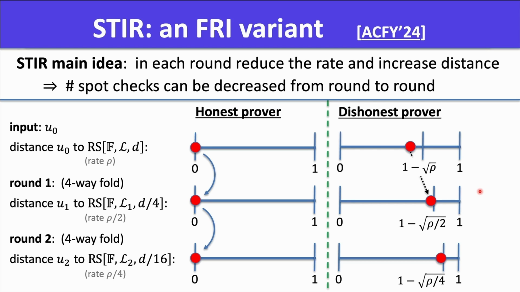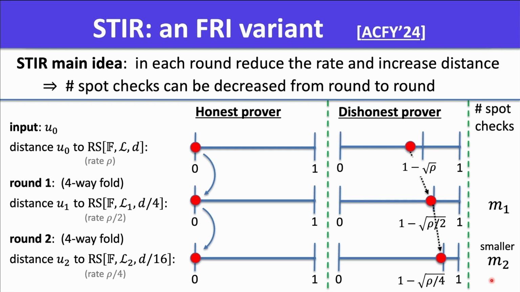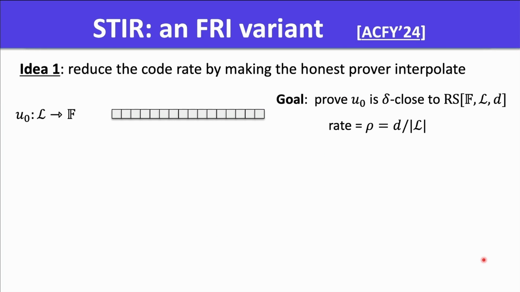Similarly, when we go to the next round of STEER, now the rate dropped to rho over 4, so the Johnson bound got even bigger, and what STEER will do is it will move the point U0 to something that's even further away from the code. So what's interesting about STEER is that when the prover is honest, the distance from the code stays 0 all the time. But when the prover is dishonest and it's using a word that's far away from the code, the distance from the code keeps increasing from round to round. As a result, we can use a smaller and smaller number of spot checks from round to round. And again, this reduces the proof size overall. So this is the main idea of STEER, but of course there are lots of complications in making this work.